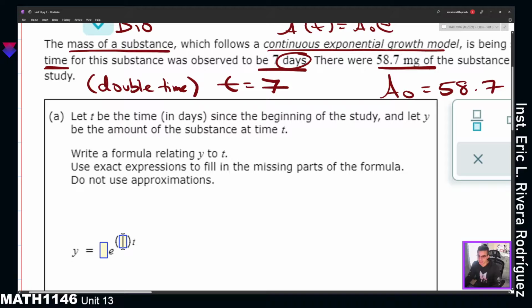Let t be the time in days since the beginning of the study, and let y be the amount of substance at time t. All right. Then we need to write a formula relating y and t. So we need to write the function relating the amount of substance in relation to time.